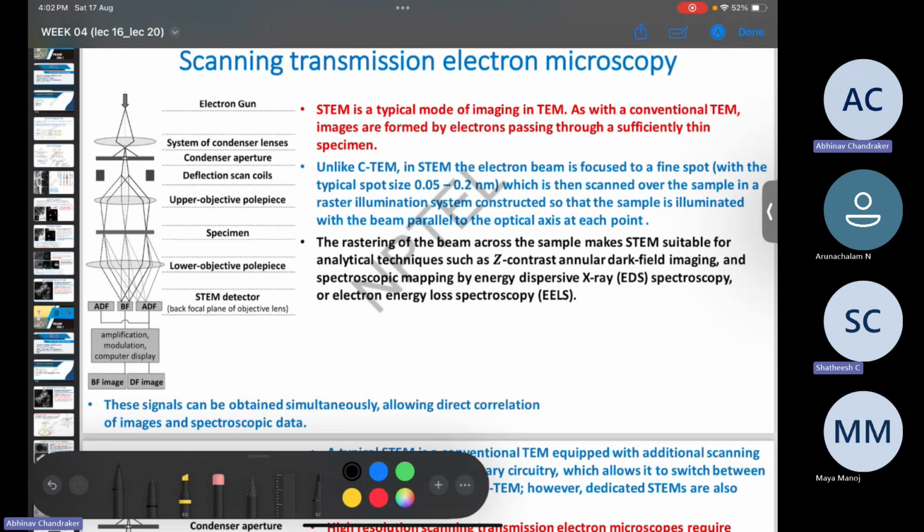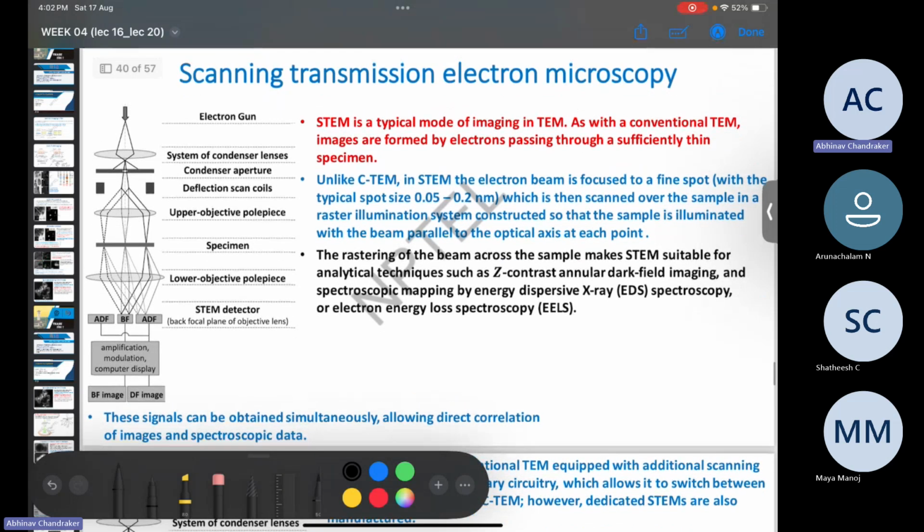I have already told what is the major difference in the arrangement of components for STEM and for TEM. So you have these deflection scan coils, and also you have certain extra detectors in case of STEM. So for example, you have a HADF detector.